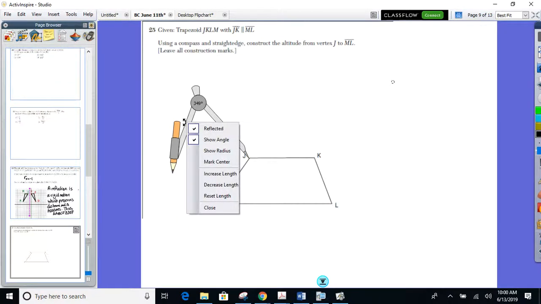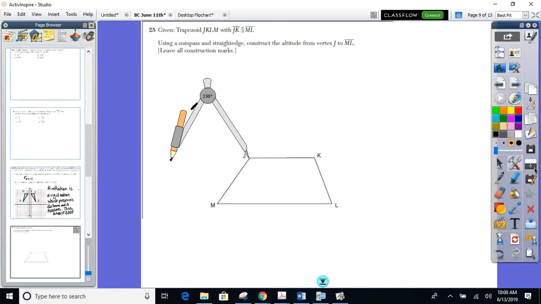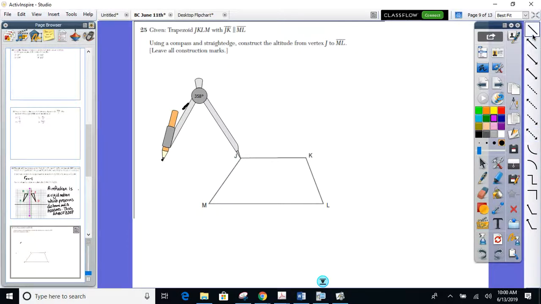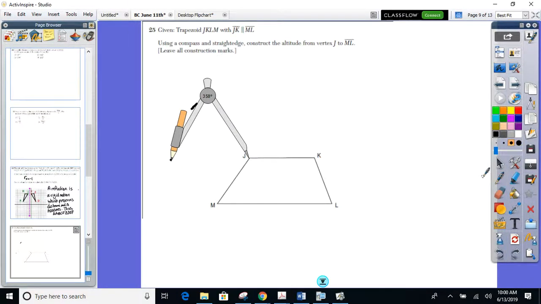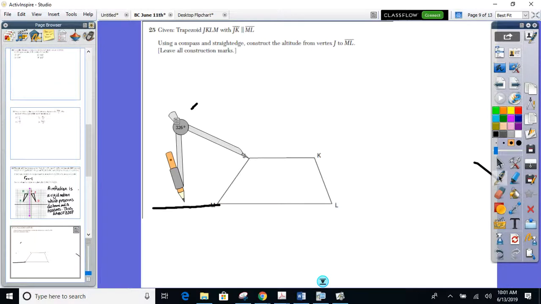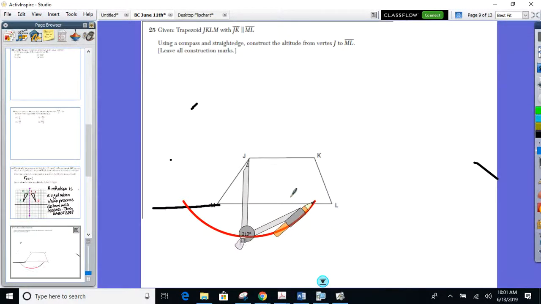I don't think that's going to happen. So what can I do so it will happen? Extend ML so you have an arc that intersects in 2 spots. Yes. Okay, I made an arc that intersects twice. Next step.